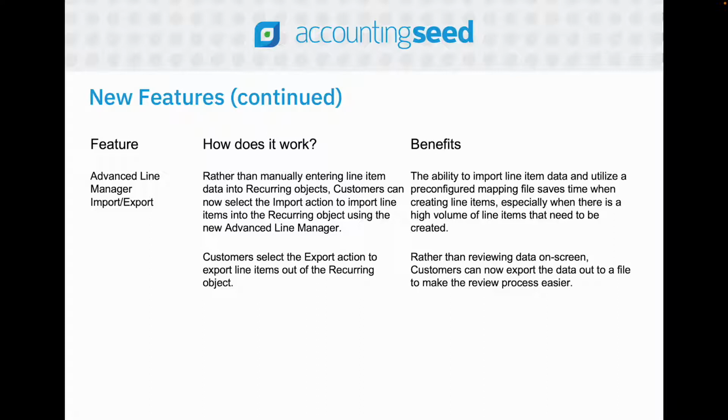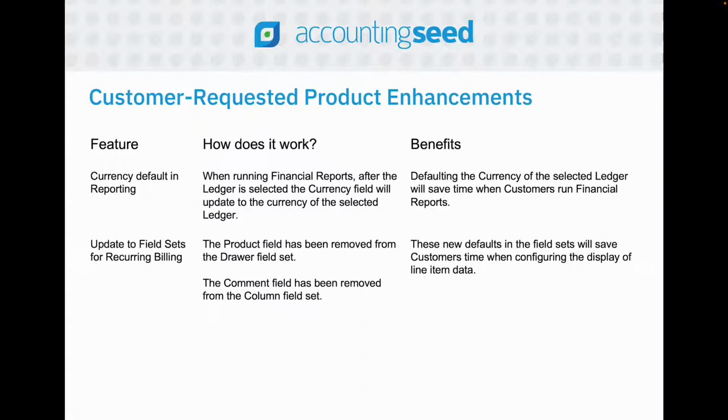So this was released in the prior release. Now you can use that same mechanism to import data into your objects, and you can also export to a file. So if you have a large volume of line items, and you want to review it in a file rather than reviewing it and paginating on screen, you can do that. And you can also make some changes in your file and then re-import it into the org.